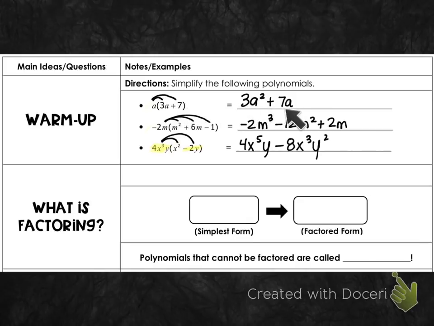So if we look here, what do they have in common? Well, 3 and 7, there's nothing that goes into both of those numbers. So there's no coefficients or numbers in common. But a squared and a, we can take an a out of both of these, right? So if we factor out an a, if we take an a out of this one, we're left with 3a. And if we divide an a out of here, we're left with a 7.